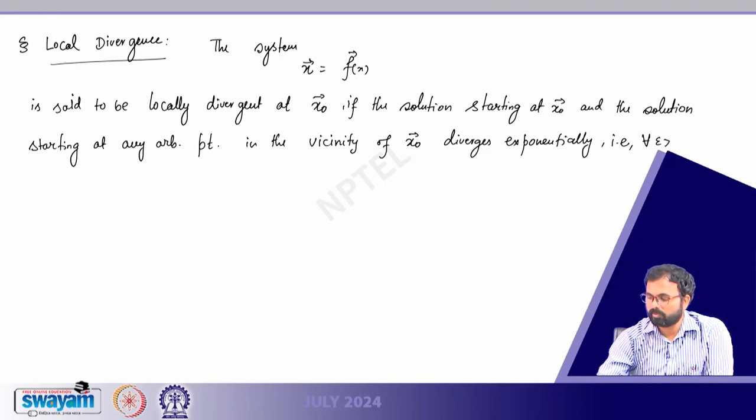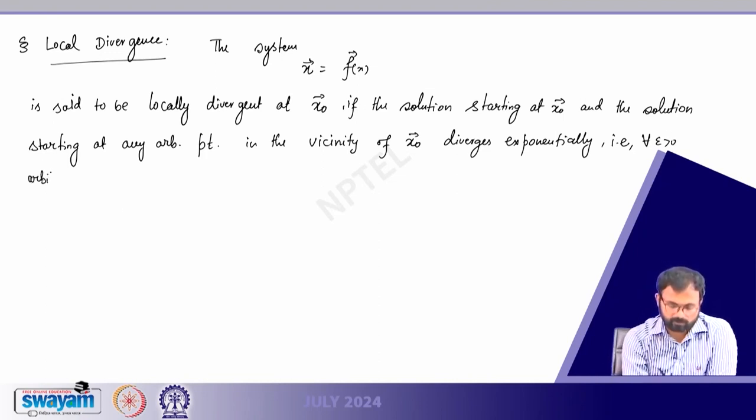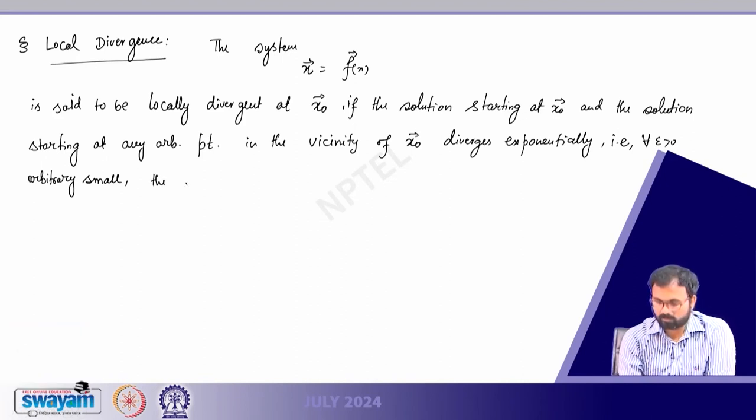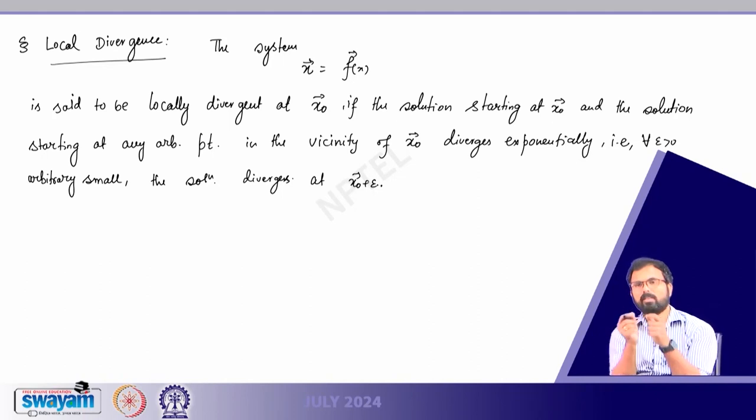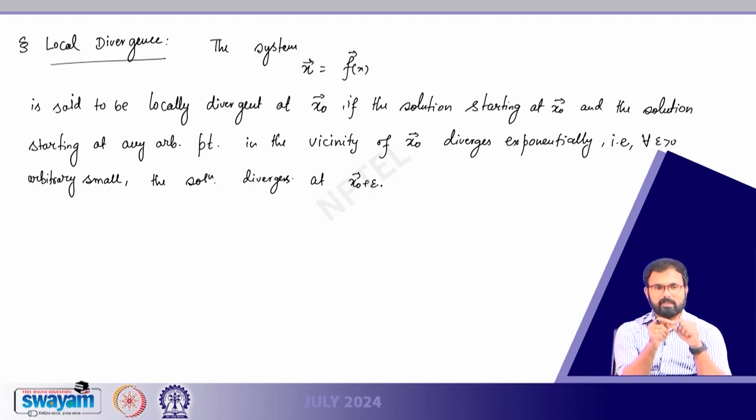So that is, for any epsilon positive, arbitrary small, the solution diverges at x0 plus epsilon. That means under any small change within the initial condition, the solution will actually diverge exponentially. So such kind of divergence is called local divergence. That means if you are changing the point x0 to x0 plus epsilon locally, that means very close to x0, then in that case the solution will simply diverge.